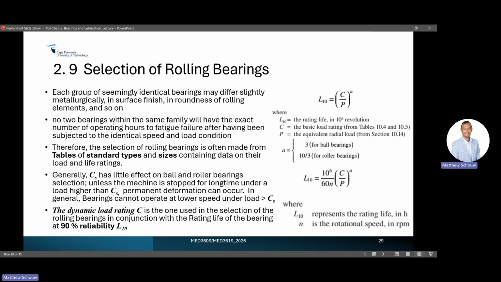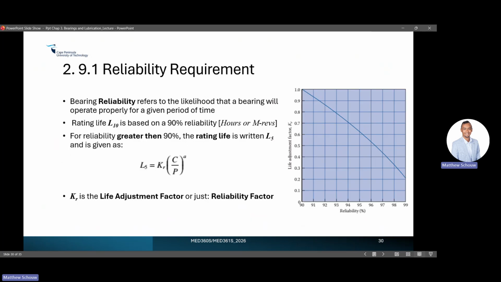Generally, C0, the static load rating, has little effect on ball and roller bearing selection, unless the machine is stopped for a long time, or bearings operate at low speed. The dynamic load rating as well is one of the main ones, and that's in conjunction with the rating of the bearing at a certain reliability, which is something we'll talk about now.